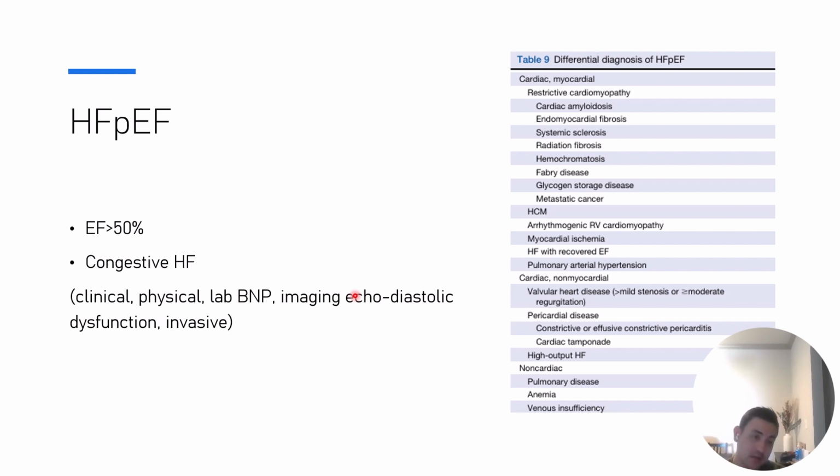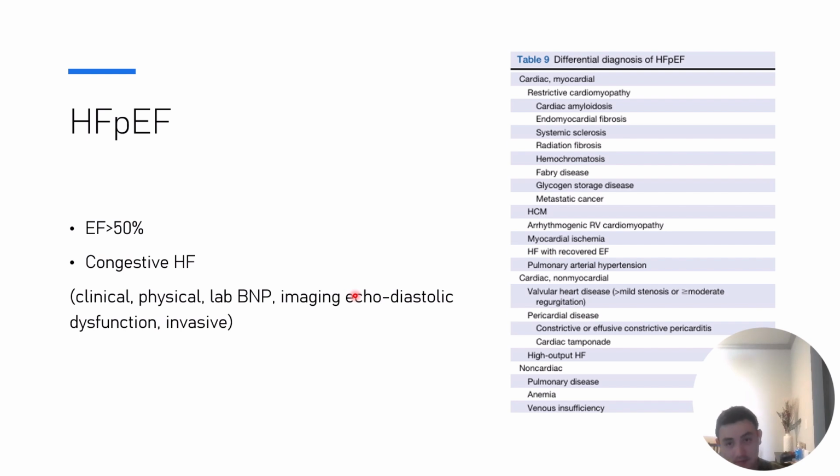What does that mean, a clinical diagnosis? You need to have signs or symptoms of congestive heart failure, such as clinical, physical, laboratory findings such as elevated BNP, imaging, and echocardiogram. You can have diastolic dysfunction, or invasive testing: when you do a right heart cath and you have elevated pressures, and then you have signs, you can diagnose the patient with heart failure. The ejection fraction also has to be preserved, meaning more than 50%.